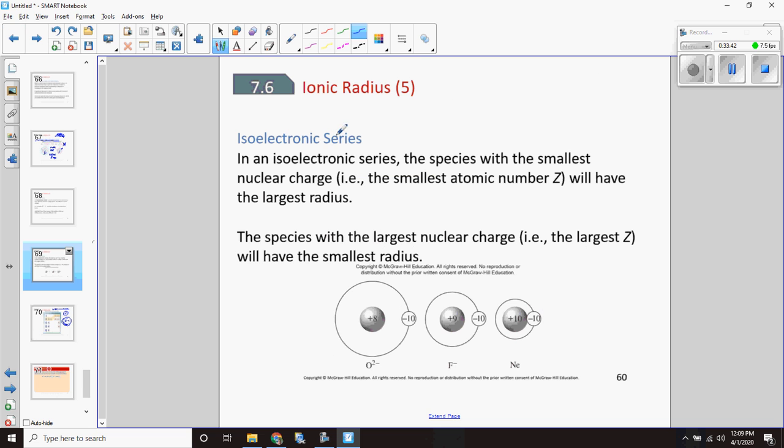There is a term known as isoelectronic series where, hold on.